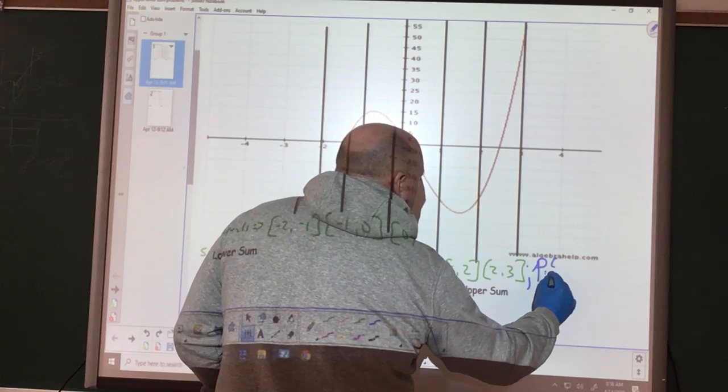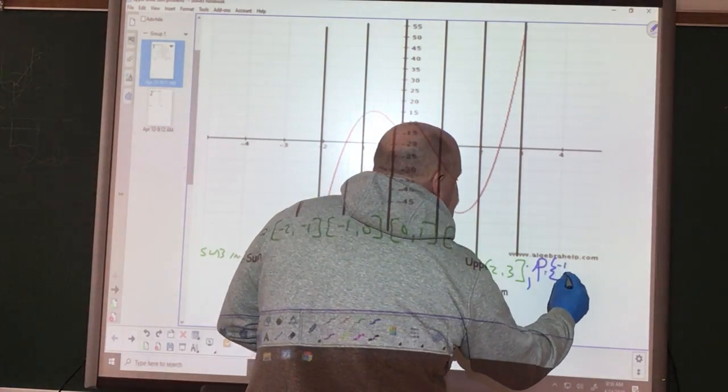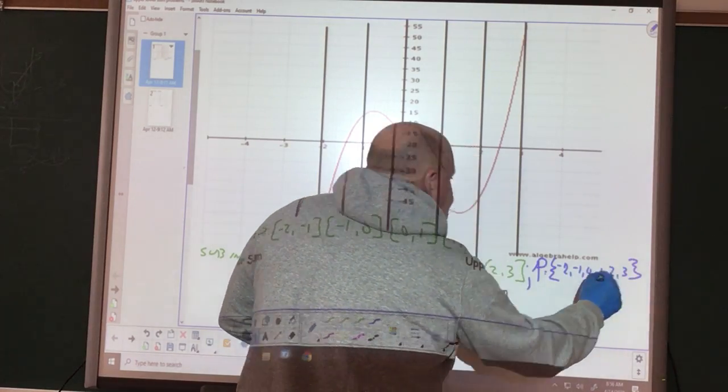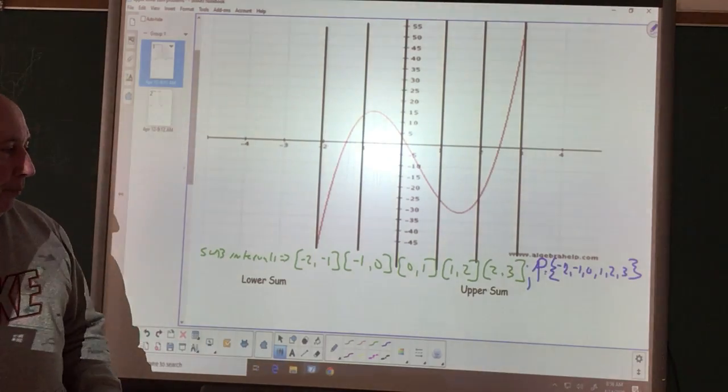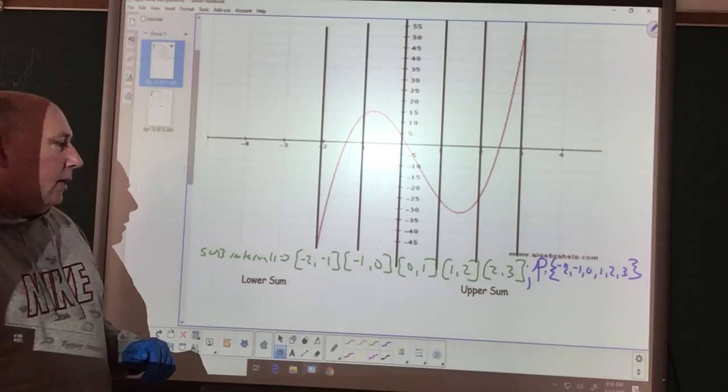My partitions, I start at -2, -1, 0, 1, 2, and 3. These are my partition values. So I draw my vertical lines at my partition values.